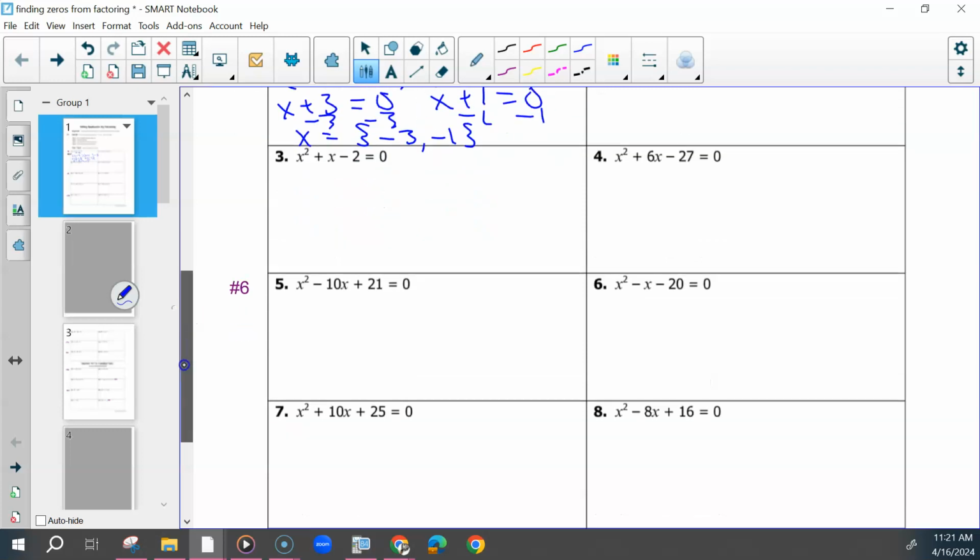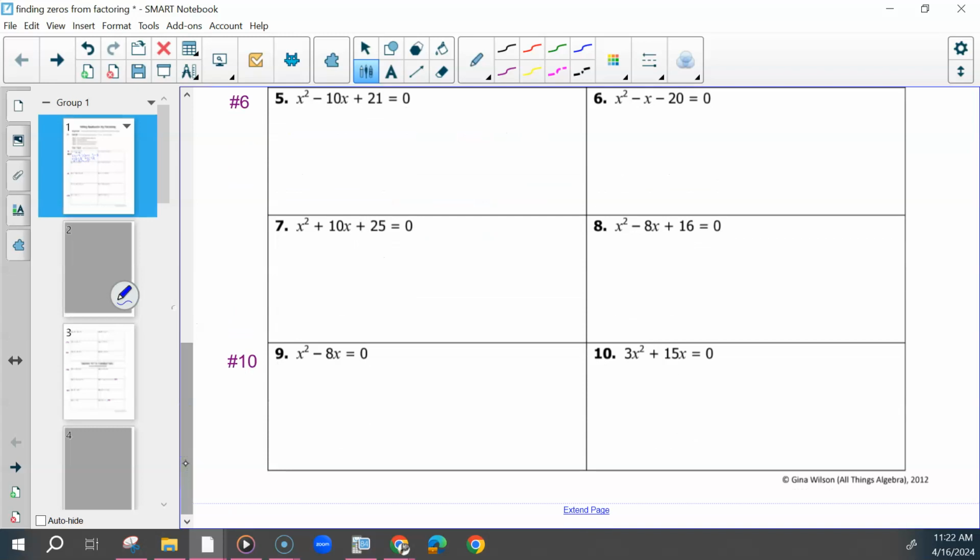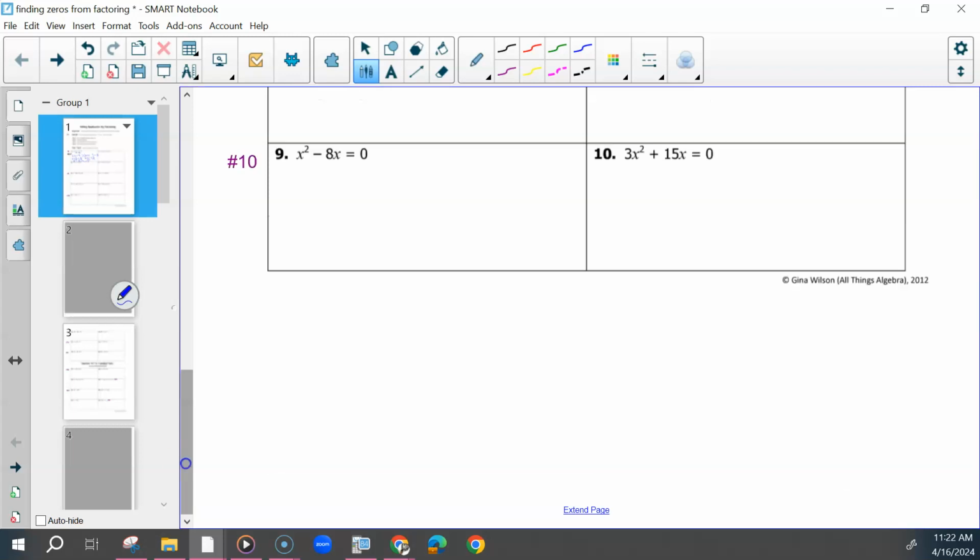If not, we're going to jump to number 9. How could I factor this one? Could we use difference of squares here? No. So how else could we factor a binomial? Difference of squares is an option, but it won't work for this one because 8 isn't a perfect square and it has this extra x.